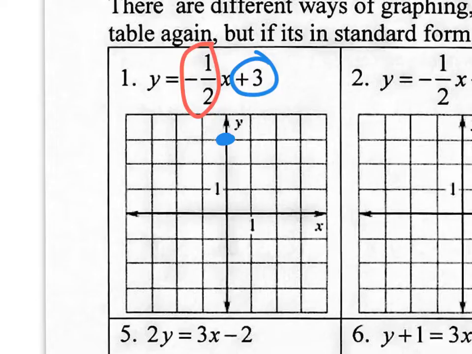Now from that point, I'm going to go negative, which means down 1 over 2. So from this point, I'm going to go down 1 over 2, and I'm going to put a dot right there. And guess what? I'm done. All I need to do is draw my line right through there.